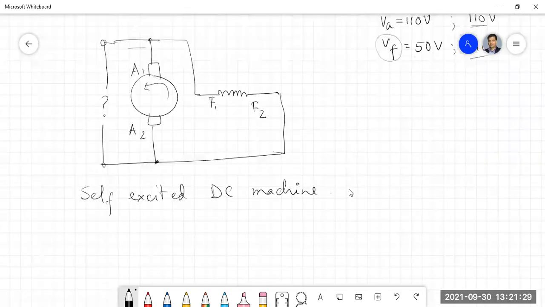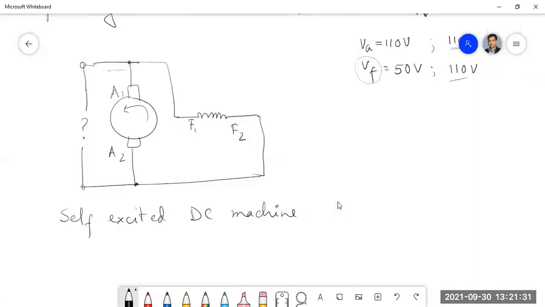This can be one scheme. So any other scheme is there in your mind?